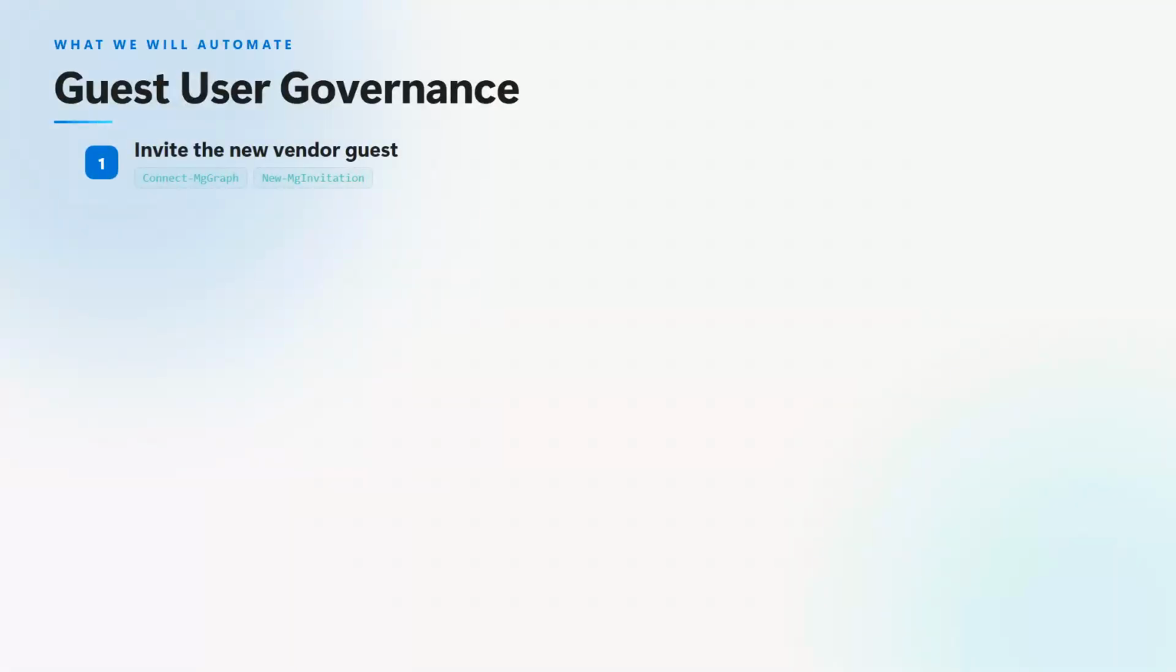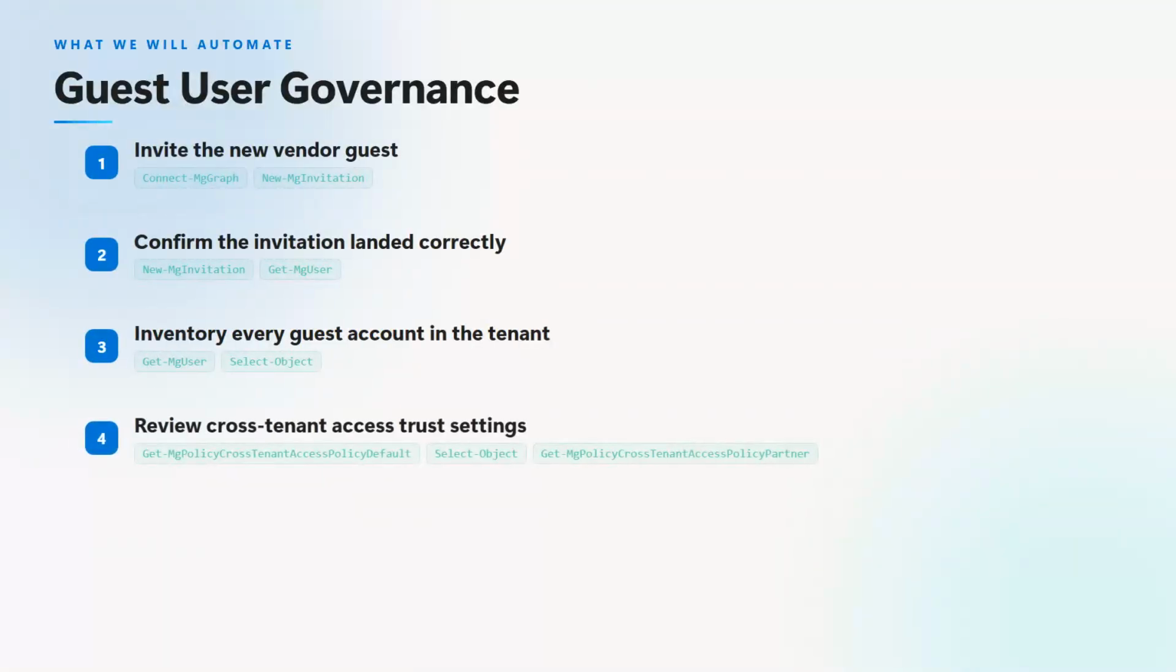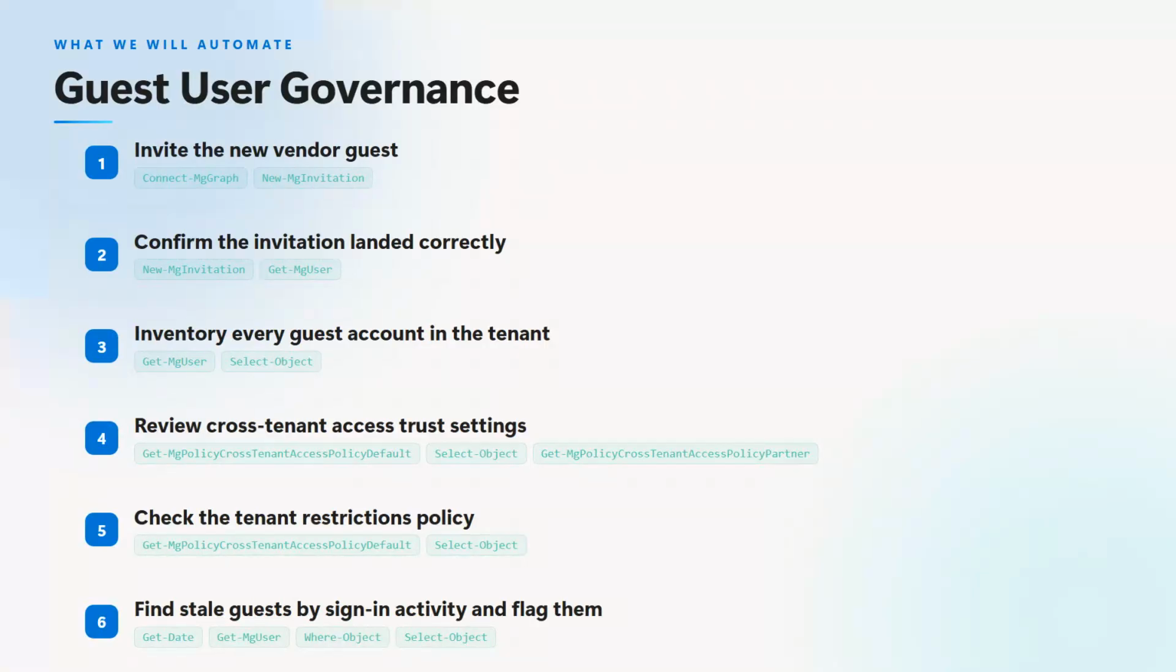We start by building a non-human identity so our scripts can sign in without us, which is what makes any of this schedulable. First, you invite a new vendor guest using Connect-MgGraph and New-MgInvitation. Next, you confirm that invitation landed correctly by pairing New-MgInvitation with Get-MgUser. Then you inventory every guest account in the tenant with Get-MgUser and Select-Object.